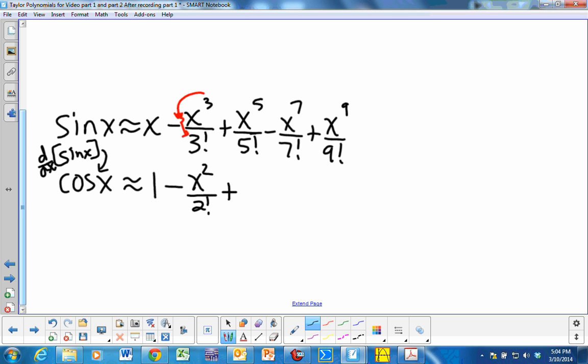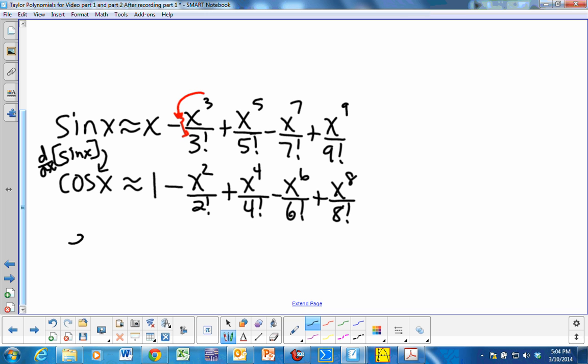Plus, do the same thing. That 5 comes in front, cancels with the 5 on the bottom. You get x to the 4th over 4 factorial. So you can see the pattern now. Don't even have to keep doing that. The pattern is clear. And if you kept going and going, you can see what the pattern is. Now, again, not too surprising. Cosine is an even function, and you got all even powers.